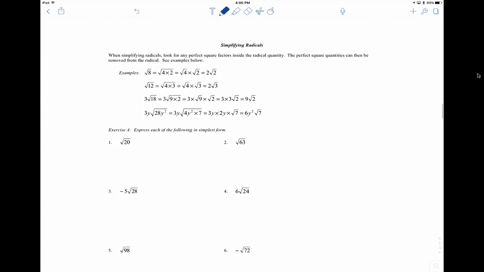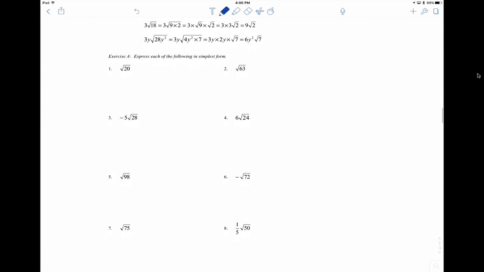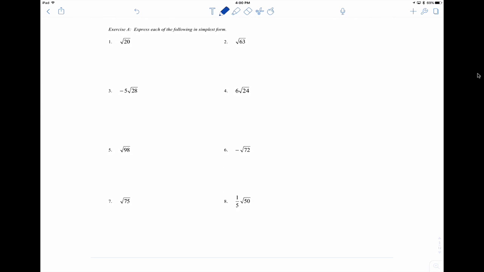Simplifying, we're trying to look for perfect squares. And it might not have been obvious when you first looked at number 6, but it is negative square root of 36 times 2. 36 is the perfect square of 6, so minus 6 square root of 2.